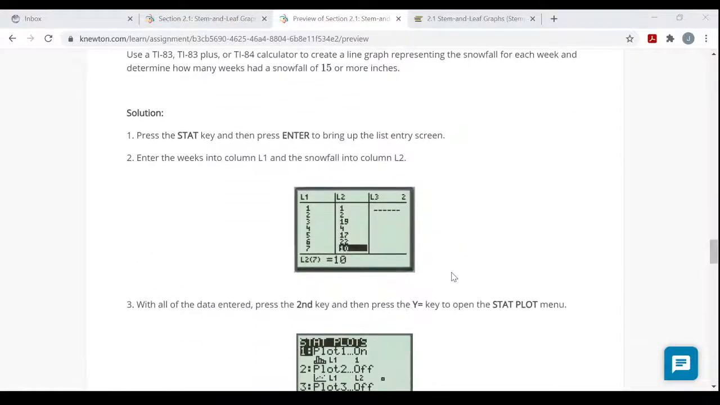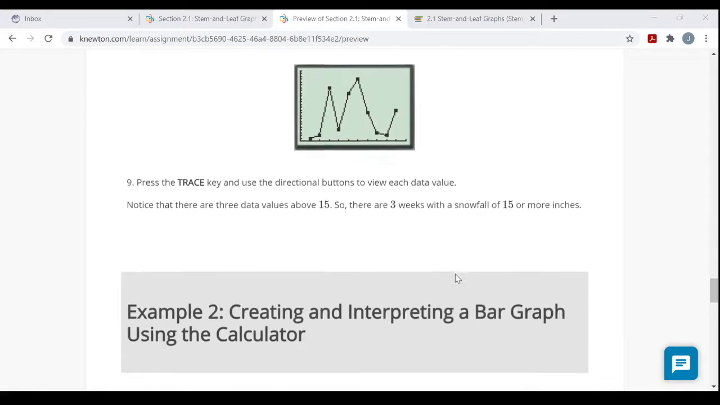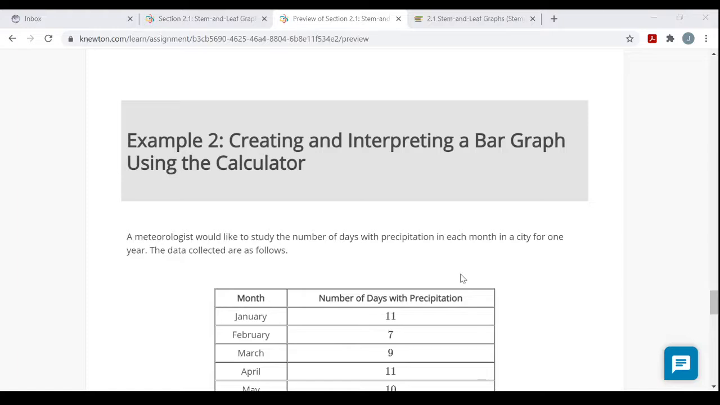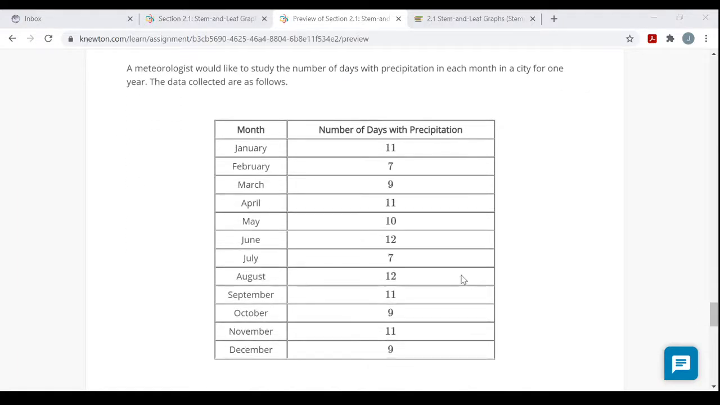And they go through the same thing here, and you see the same exact picture that I showed you just now. All right, now how do you make a bar graph on your calculator? So I'm going to do the same thing where I'll write this out and I'll show you how to make a bar graph on your calculator.